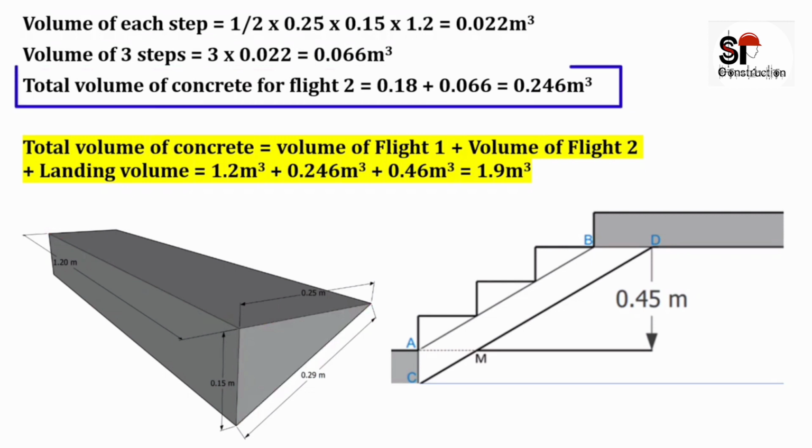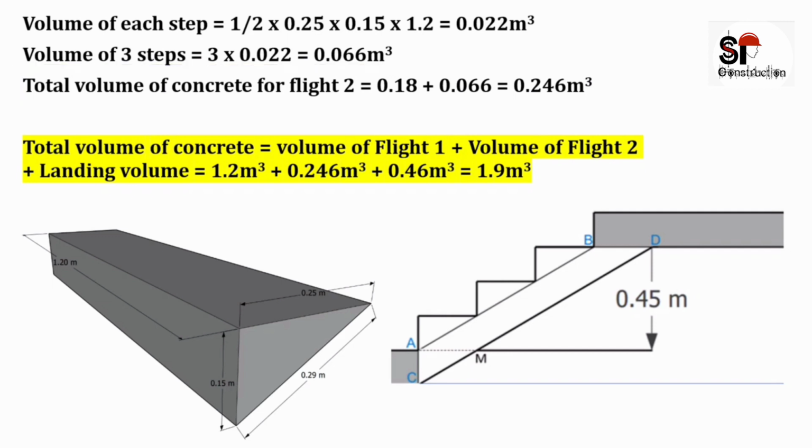So the total volume of concrete for flight 2 will be equal to volume of concrete for waste slab, which is 0.18 meter cube, plus volume of concrete for 3 steps, which is 0.066 meter cube. So on substituting these values, total volume of concrete for flight 2 will be equal to 0.246 meter cube.